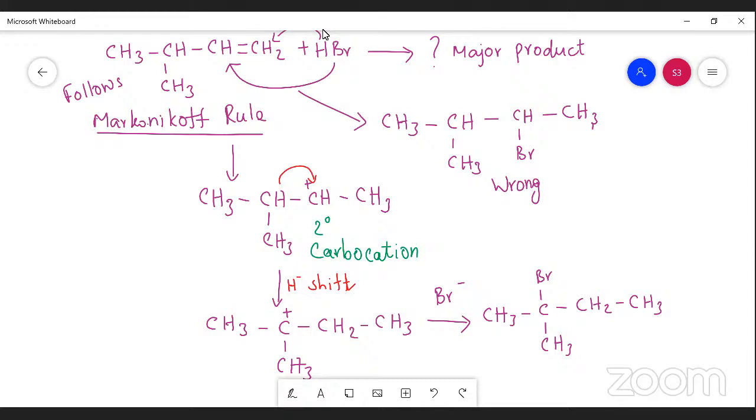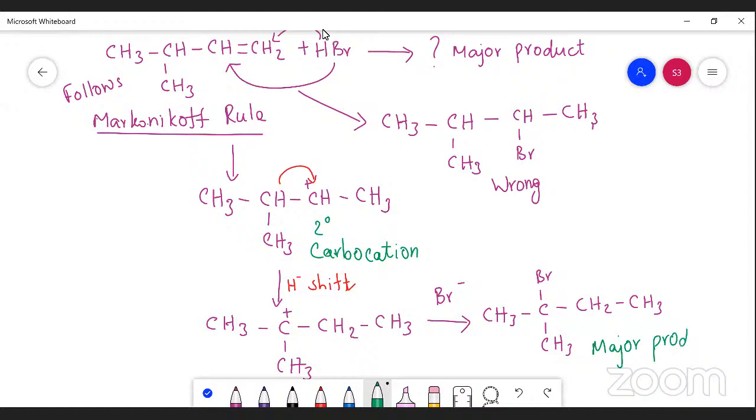This compound is 3-methyl-1-butene, and when 3-methyl-1-butene reacts with HBr, we get 2-bromo-3-methylbutane, which is not the major product. Then which one is the major product? That is 2-bromo-2-methylbutane. So this is the major product they are asking for.